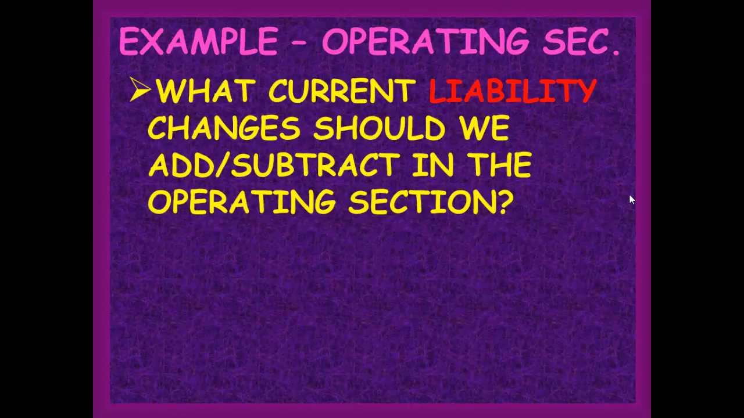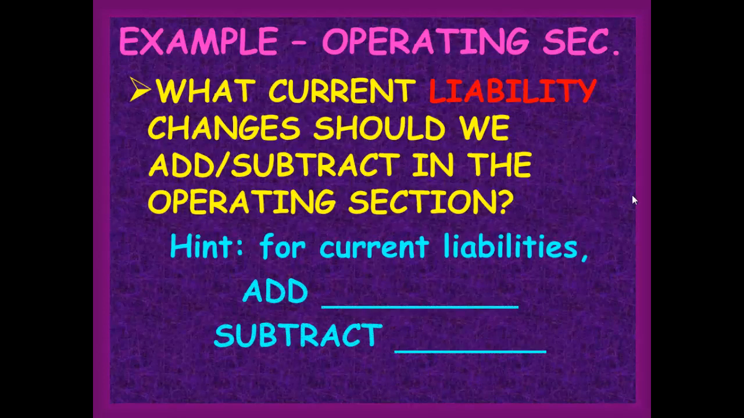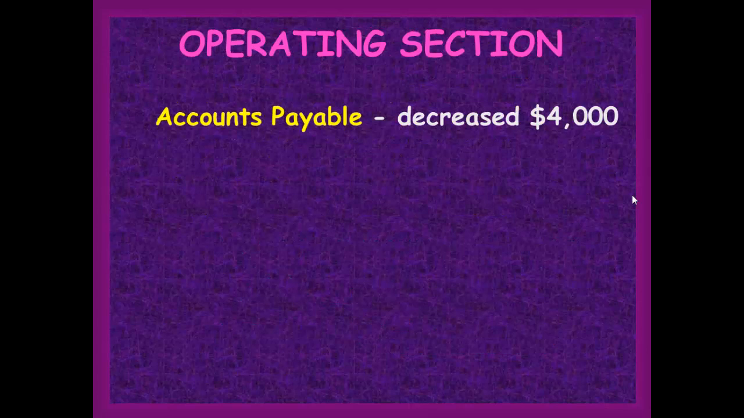Current liabilities, what are we going to add? An increase or a decrease? An increase. And what are we going to subtract? A decrease. Accounts payable decreased. All right, a current liability decreased. Look at what we wrote down. What do we do when a current liability decreases? We subtract it. And again, why is that? For accounts payable to go down, we must have paid it off. When I pay it off, cash goes out.